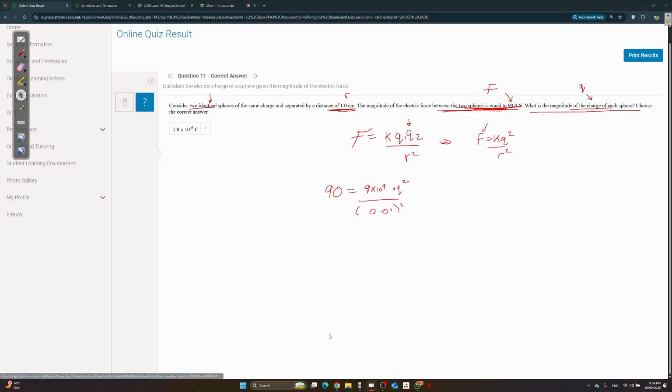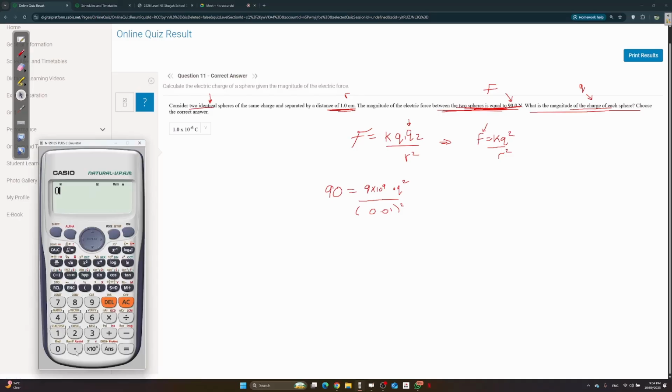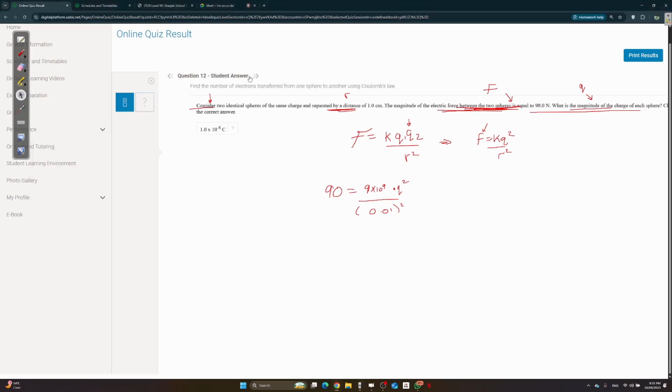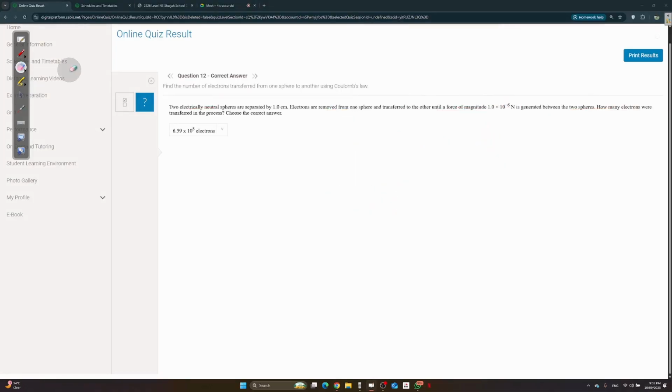Now, to do this, we put it on our calculator. 90 divided by 9 times 10 to the 9, then square rooted. You get 1 times 10 to the minus 6. Don't forget the square root since it's Q squared, okay? Perfect.